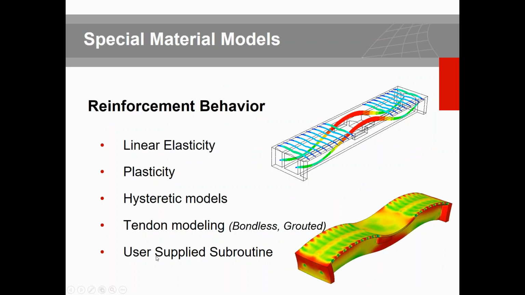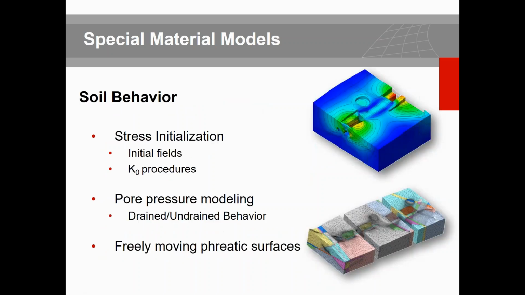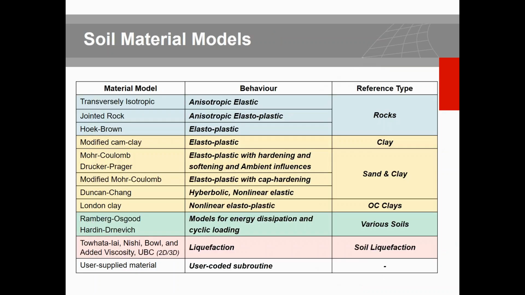For reinforcement material model and the tendons in general, you can assign the linear behavior, plasticity, hysteretic behavior, and also for tendons you can consider the no bond or grouted part and also incorporate that with the user-supplied subroutine. For the soil model, we have different concepts for stress initialization based on the stress field and based on the K0 procedure. You may consider the drained or undrained behavior and also variation of the phreatic surface in the model. This is a quick overview of the soil models and the available material models for the geotechnical application that you may refer to.